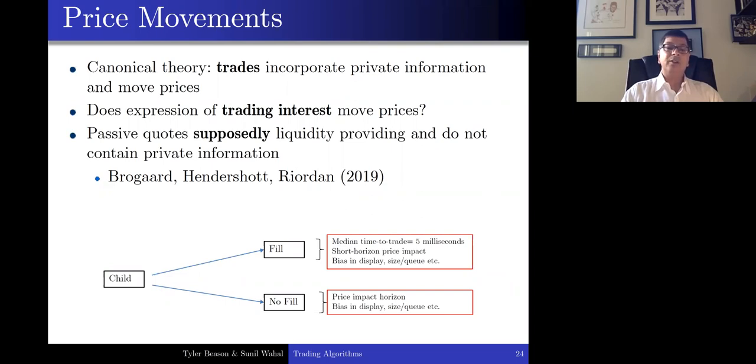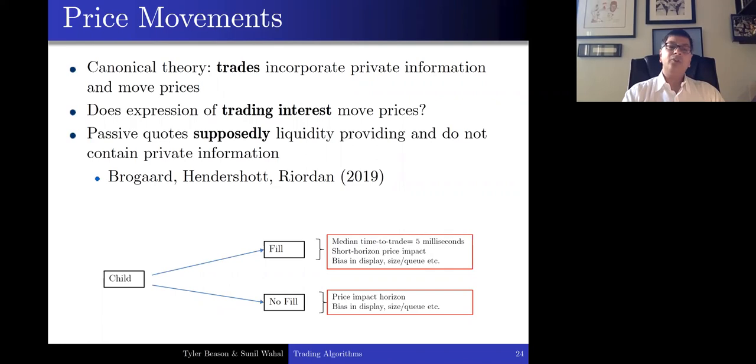I do want to mention that there is a very nice Journal of Finance paper by Burgard, Hendershot, and Reardon in 2019 that I'll talk about in a second, that also looks at price movement subsequent to the submission of limit orders. Before I go on, let me remind you of one thing, which is that we see every child order and we see whether that child order is filled or unfilled. If a child order is filled, remember, it's more likely to be marketable. The median time to trade is pretty fast, 5 to 10 milliseconds.